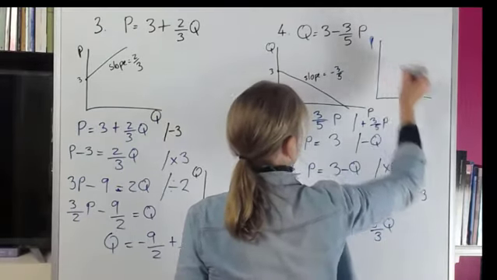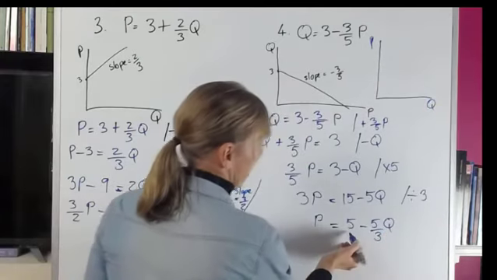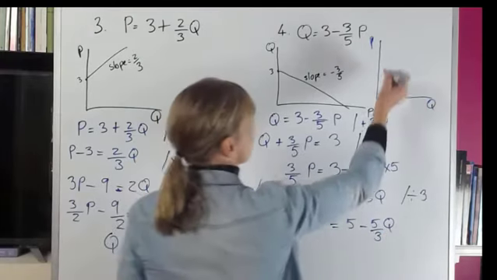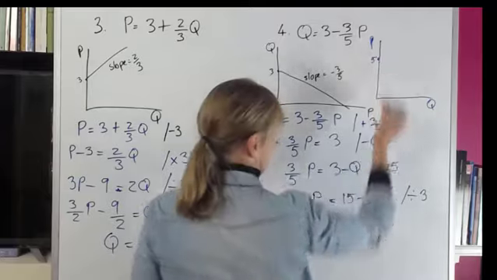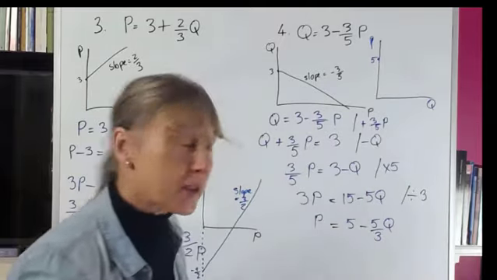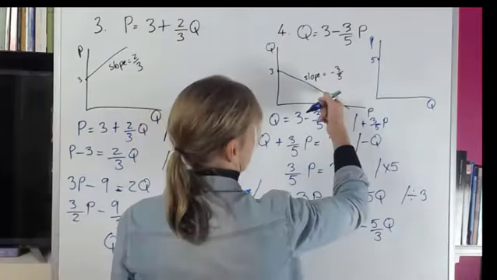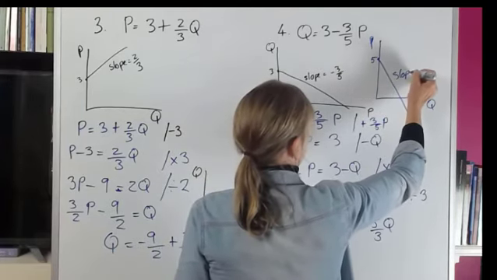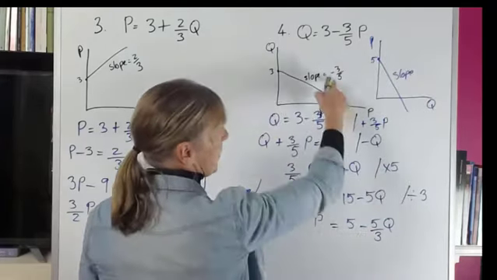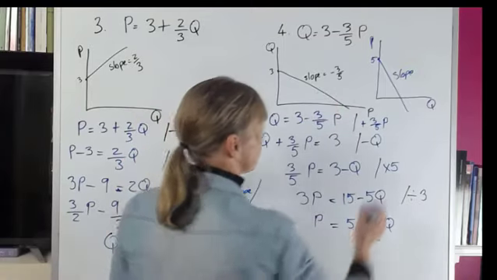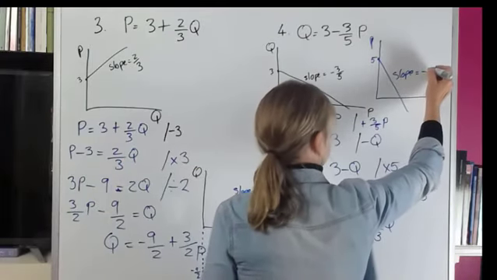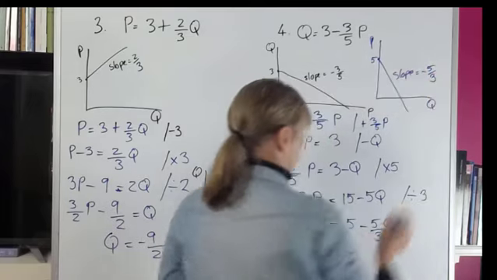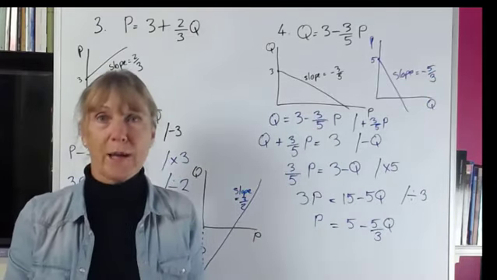It's now P and Q. It crosses the P axis at 5. It's got a negative slope, so it's going to come down. It's going to be steeper than that one, because 5/3 is a bigger number than 3/5, so it's steeper, equals minus 5/3. Okay, hope that was helpful.